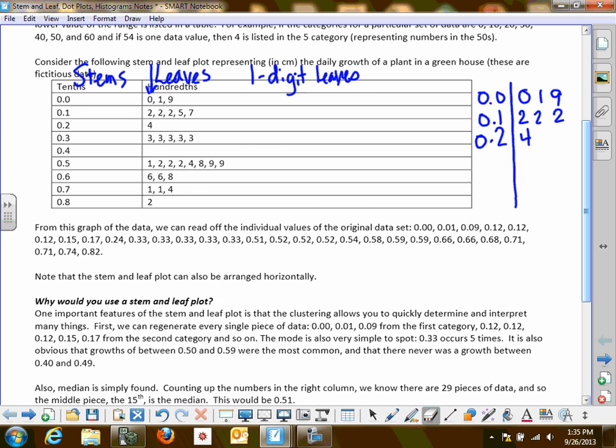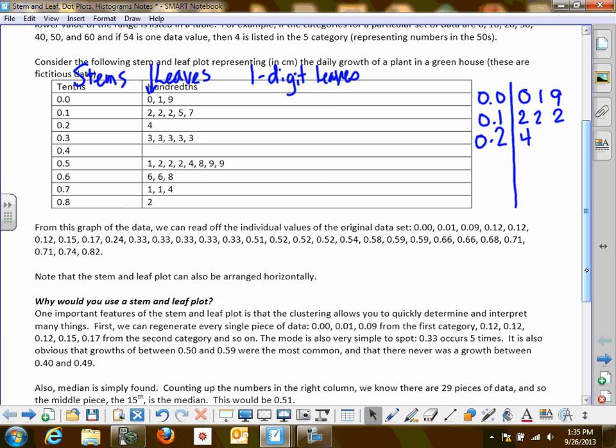All right, let's see here. The benefit to this is that you can easily see all of the individual pieces of data. Another benefit, you can easily find the minimum and maximum. You can easily do the median. There's 29 pieces of data here. What number piece would be the median? 29 divided by 2 is, I'm sorry, 14.5, so which one's the median?